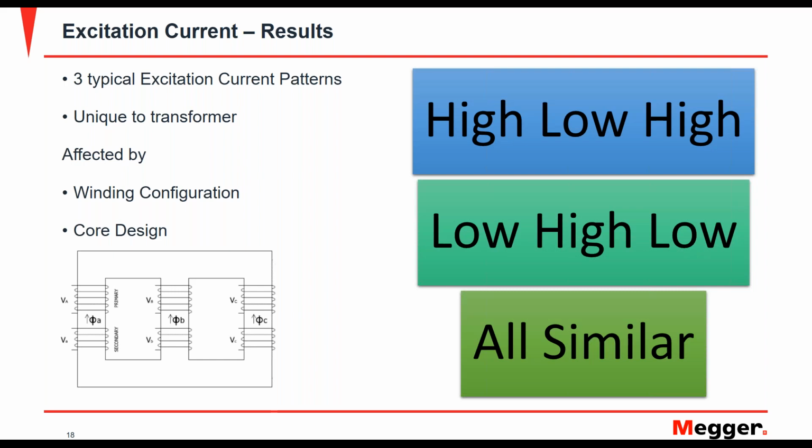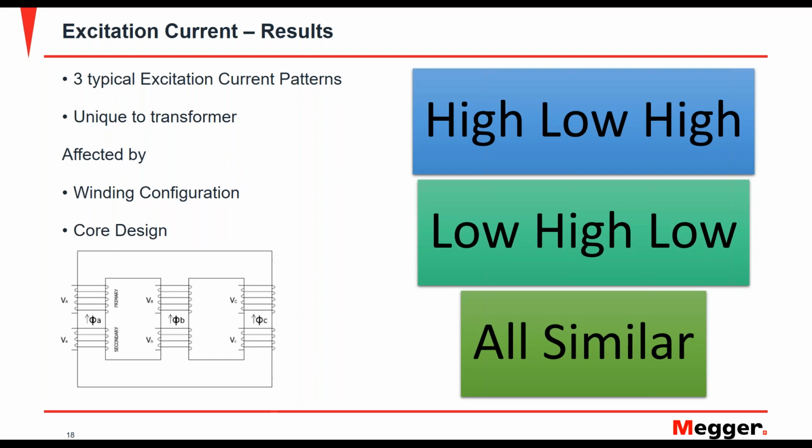Namely, if you see on the right-hand side of your screen, you have three patterns. The first one is the high-low-high pattern. The second one is the low-high-low pattern. And the third one is an all-similar pattern. And we'll go into details of these types further in the presentation.